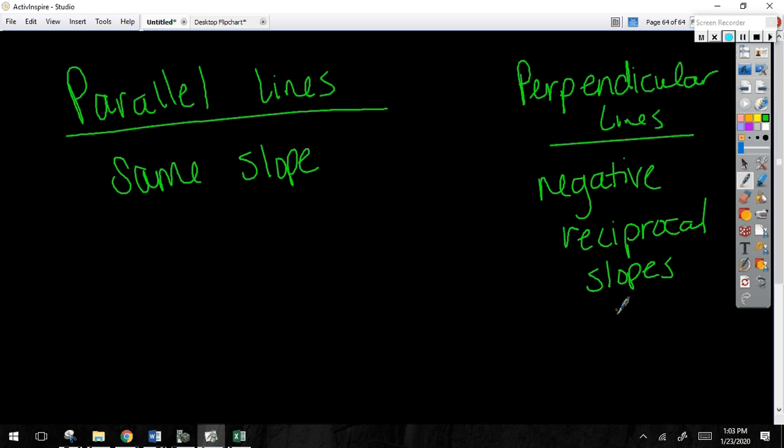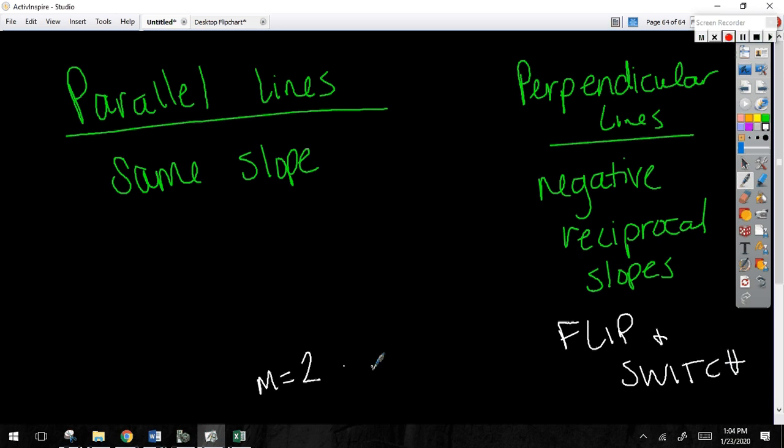Which basically means whatever you have for a slope for one, you take that slope, you flip it, and you change the sign. So I call these flip and switch. So if one of them has, let's say, a slope of 2, then the perpendicular line has a slope of negative 1/2. You flip it and you change the sign. We'll do one parallel, one perpendicular, and I'll be done.